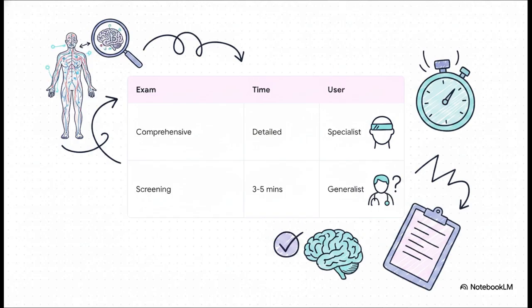A comprehensive exam takes significant time. It explores every minute detail. But a really effective screening examination can actually be completed in just 3 to 5 minutes. This provides just incredible efficiency for primary care providers who need to rapidly assess for major dysfunction in a patient who, say, has no obvious neurologic symptoms yet.